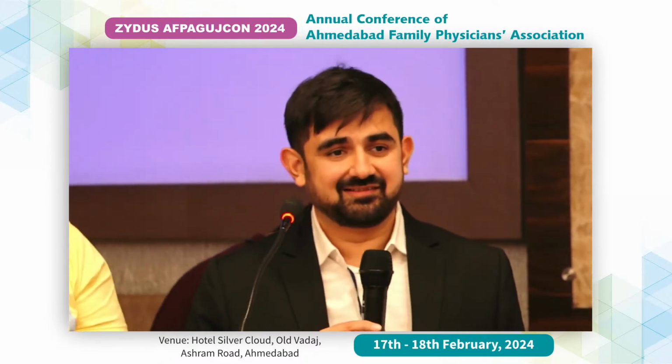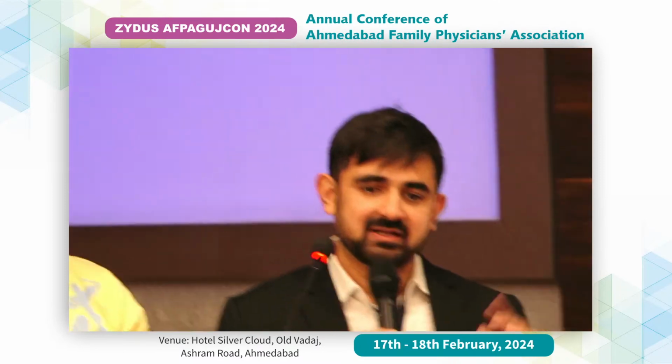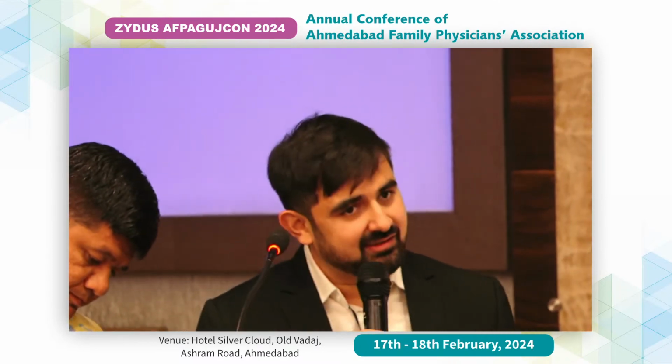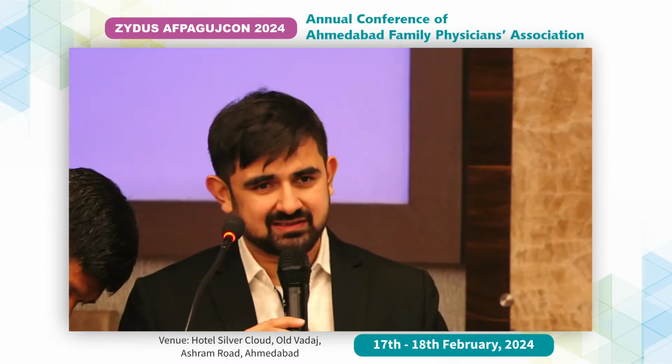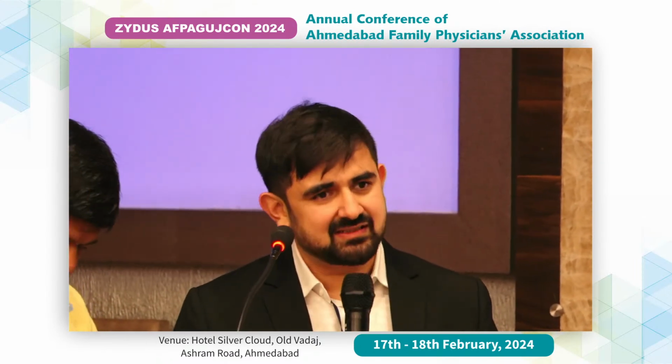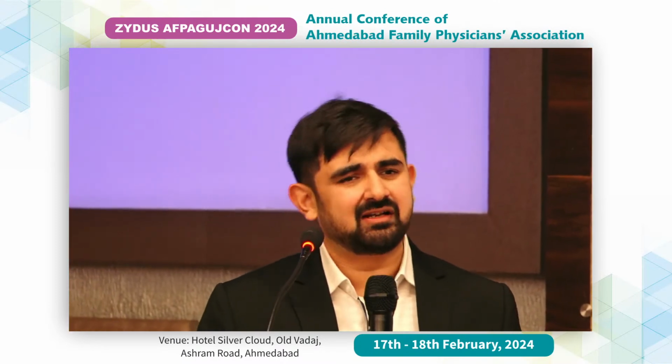ICL cost depends on whether you have a cylinder number or not. If you have a cylinder number, then toric lenses are costlier. It starts from about 60,000 rupees to 1,10,000 rupees.